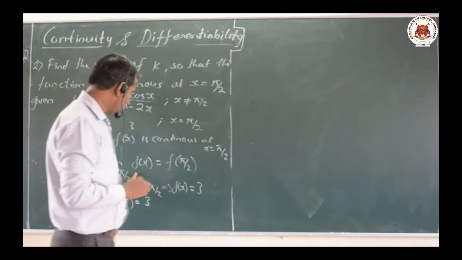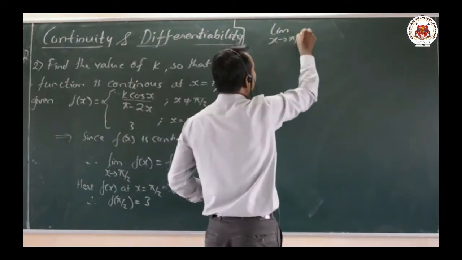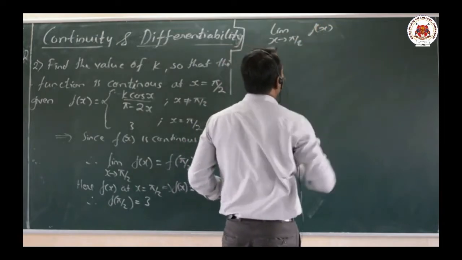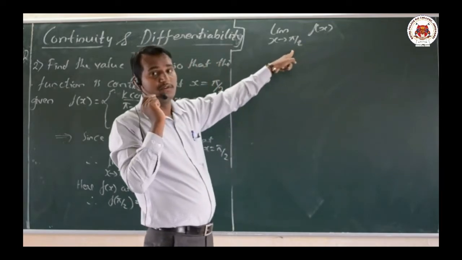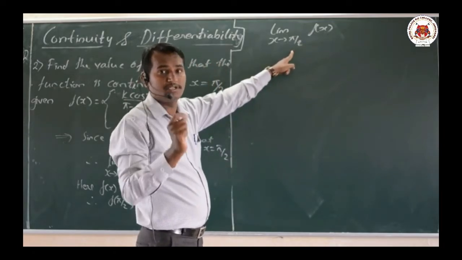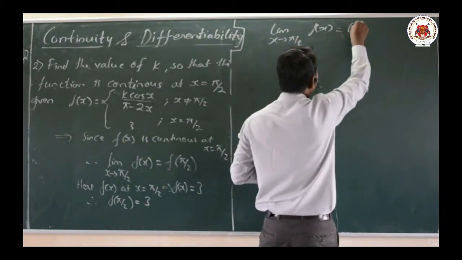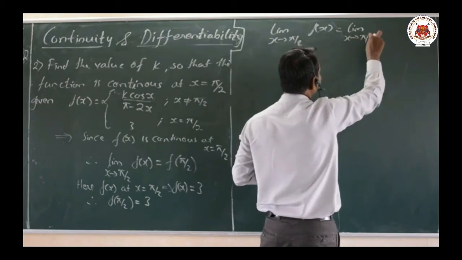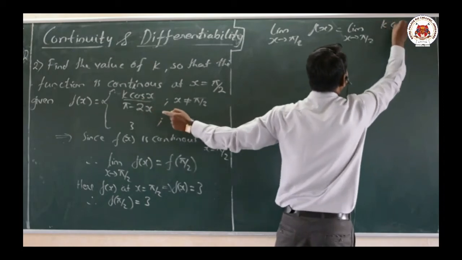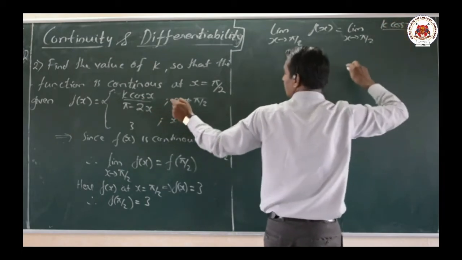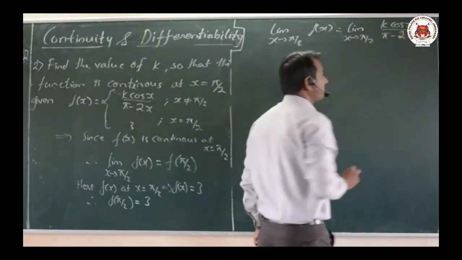Now, the limit as x tends to pi by 2 of f of x. What is f of x here? x tends to pi by 2, it is not pi by 2, but very, very near to pi by 2. What is the function here? That is the limit as x tends to pi by 2, very near to pi by 2 but not equal to pi by 2. What he has given, that we shall take here, that is k cos x divided by pi minus 2x.